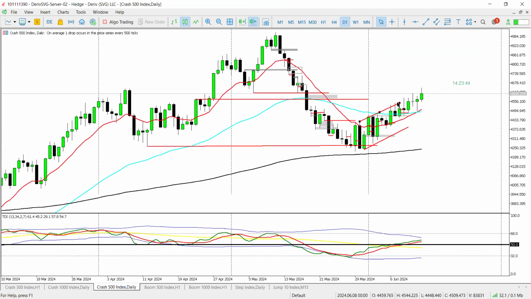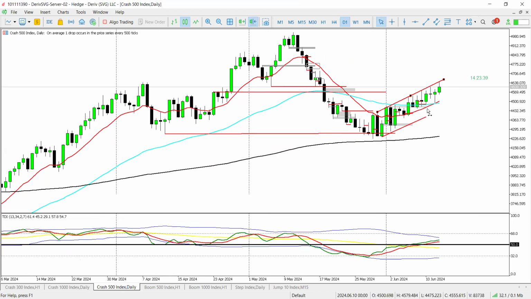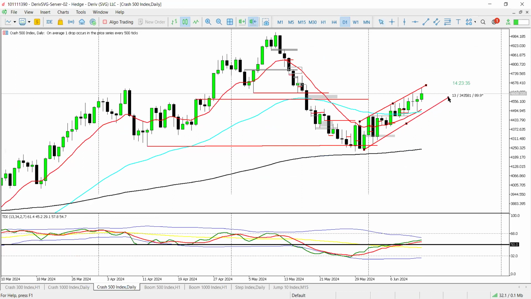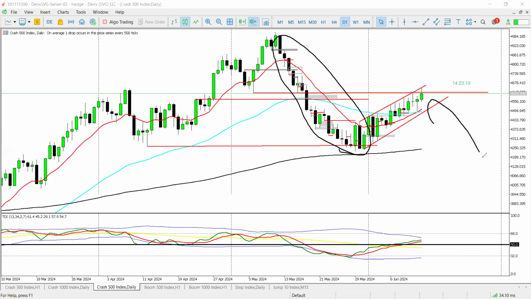C500 has been in this channel for quite some time. So again, I'm still thinking this price might give an abrupt sell, or it could just start melting and break the channel and actually give a move like this. You see this impulsive move here, we might actually get the same size move here. That's what I'm just thinking.